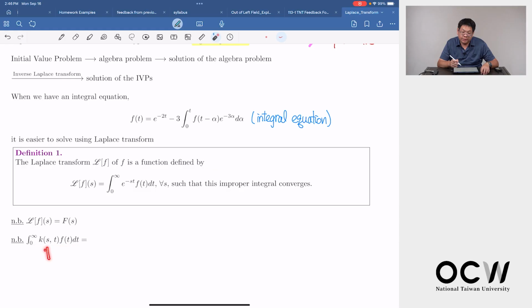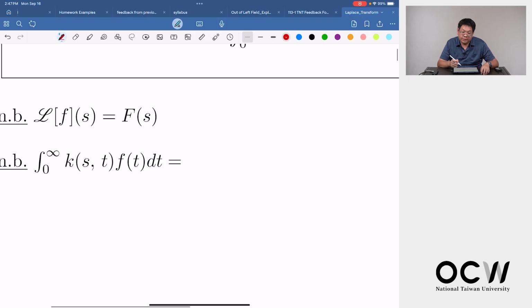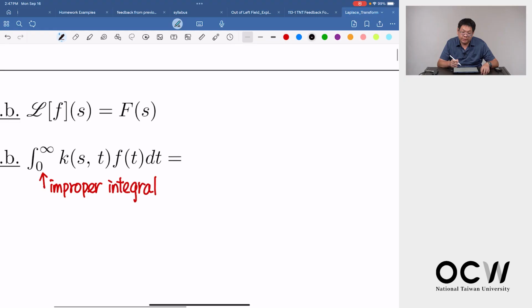Or, that's another form. If I have another function, k times f of t, this k you can think of as e to the minus st. First, here it is called an improper integral. What is an improper integral? Let's just quickly review that.